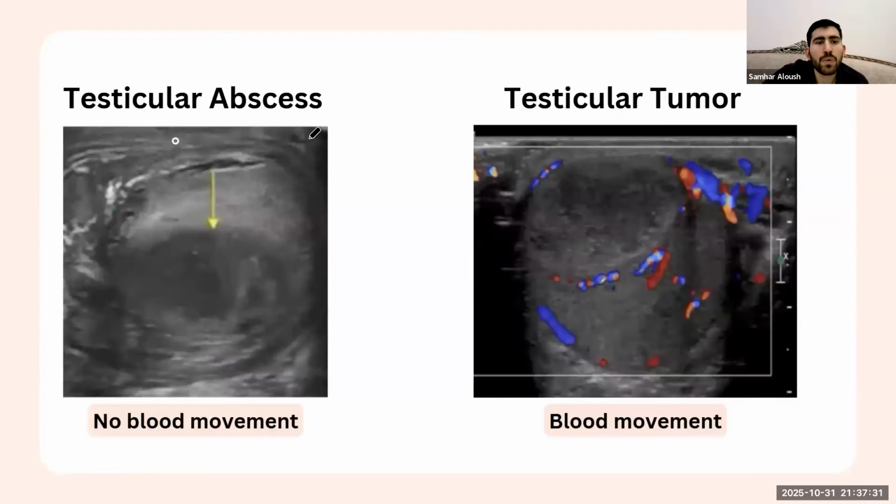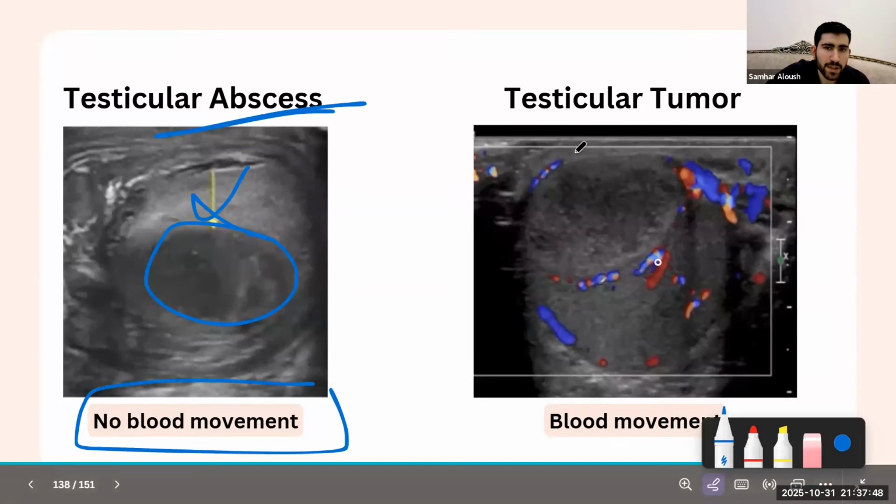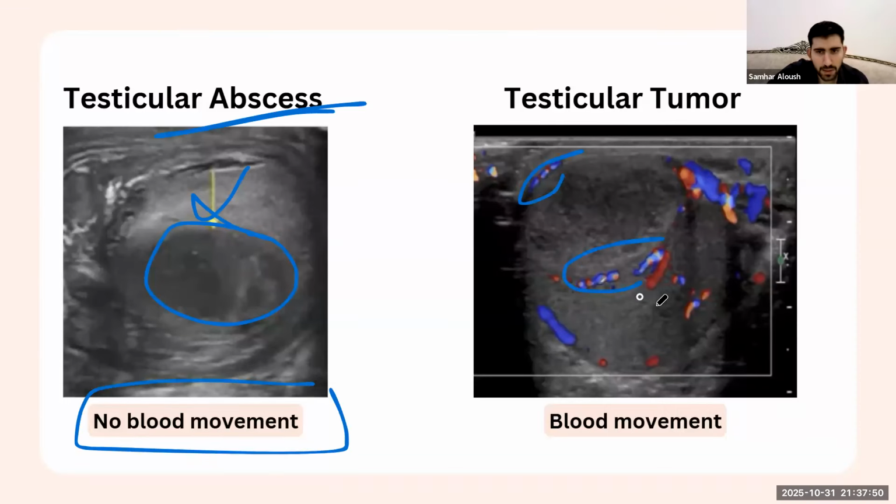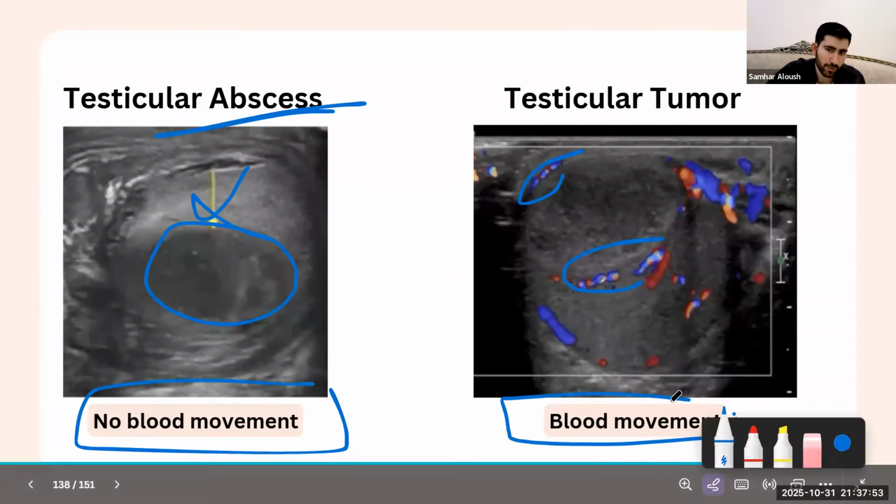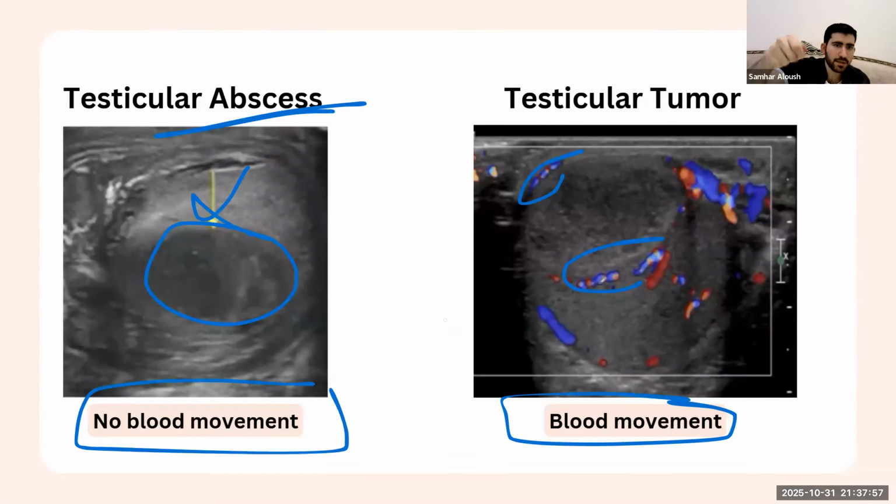Okay. Now we have the testes, and we did ultrasound. Both of them showed black areas. If we did ultrasound Doppler and it showed nothing, no blue and red, it shows no blood vessels, that's testicular abscess because there is no blood movement. If Doppler showed the blue and red, that's blood movement. Clear? If we did ultrasound of the testes, if no blood movement, that's an abscess. If there is blood movement, that's a tumor.